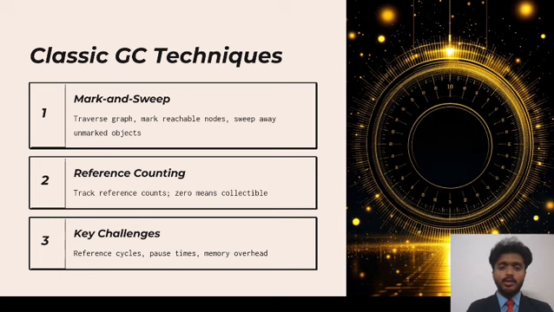However, reference counting has a problem: cycles. If two objects reference each other but are not reachable from the roots, they remain in memory unless special cycle detection is used.